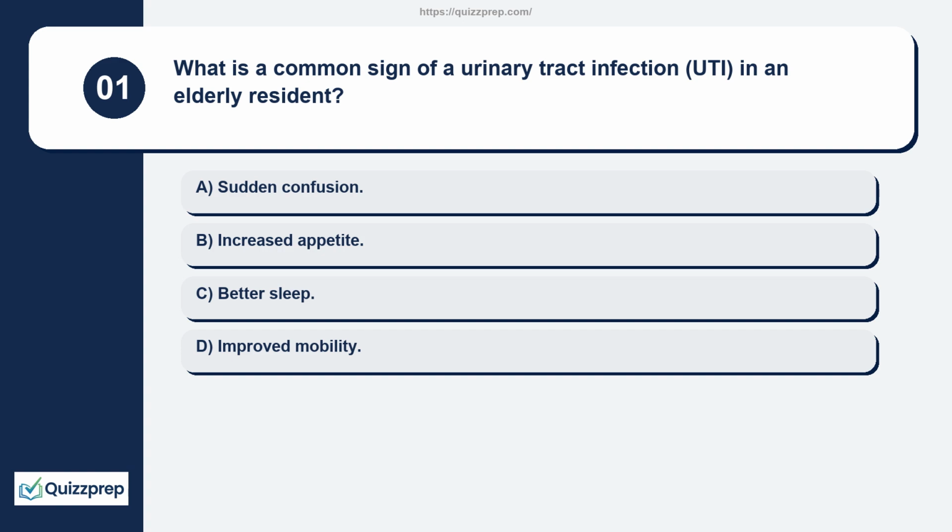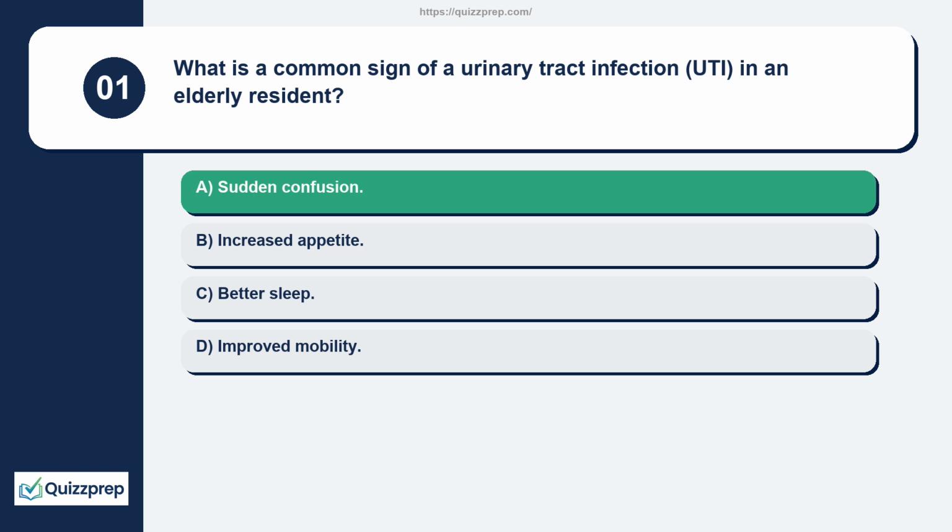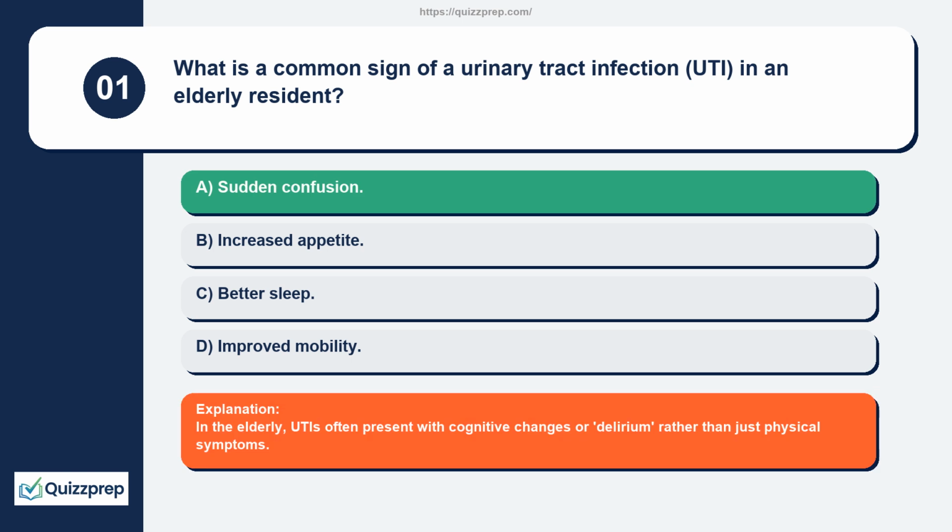Question 1. What is a common sign of a urinary tract infection, UTI, in an elderly resident? Sudden confusion, increased appetite, better sleep, improved mobility. In the elderly, UTI often presents with cognitive changes or delirium rather than just physical symptoms.